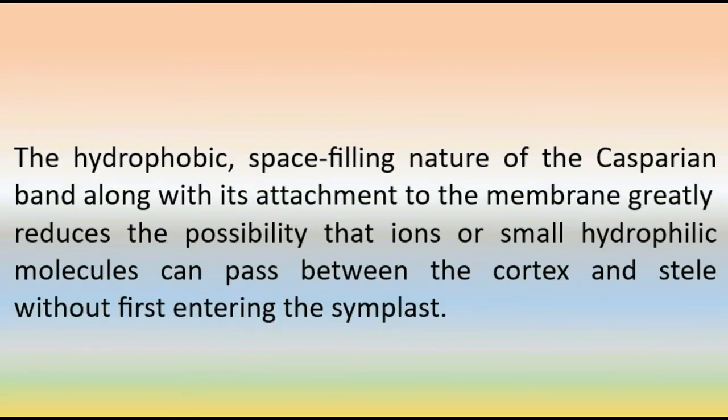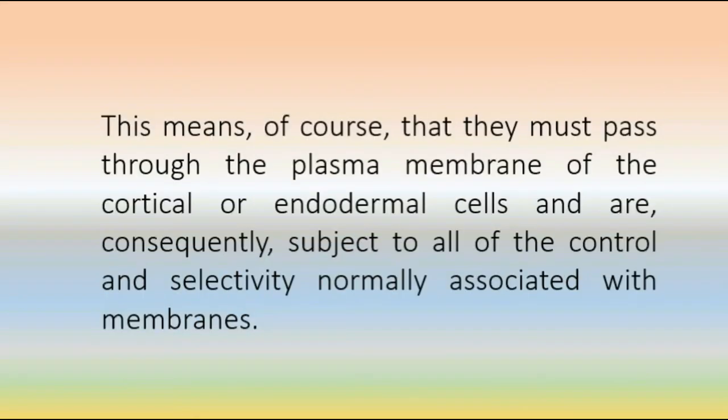The hydrophobic, space-filling nature of the Casparian band, along with its attachment to the membrane, greatly reduces the possibility that ions or small hydrophilic molecules can pass between the cortex and stele without first entering the symplast. This means, of course, that they must pass through the plasma membrane of the cortical or endodermal cells and are consequently subject to all of the control and selectivity normally associated with membranes.